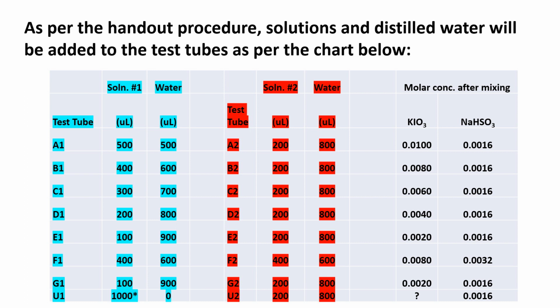And then in the red, we have the test tubes where solution 2 is being added. And again, that's A2, B2, C2, D2. All of these test tubes are getting 200 microliters except for test tube F2, which is getting 400 microliters of solution 2. And then the volume is just brought up to 1,000 microliters by adding 800 microliters of distilled water to all the test tubes except for F2, where we're only adding the 600 microliters to bring it up to 1,000 microliters.